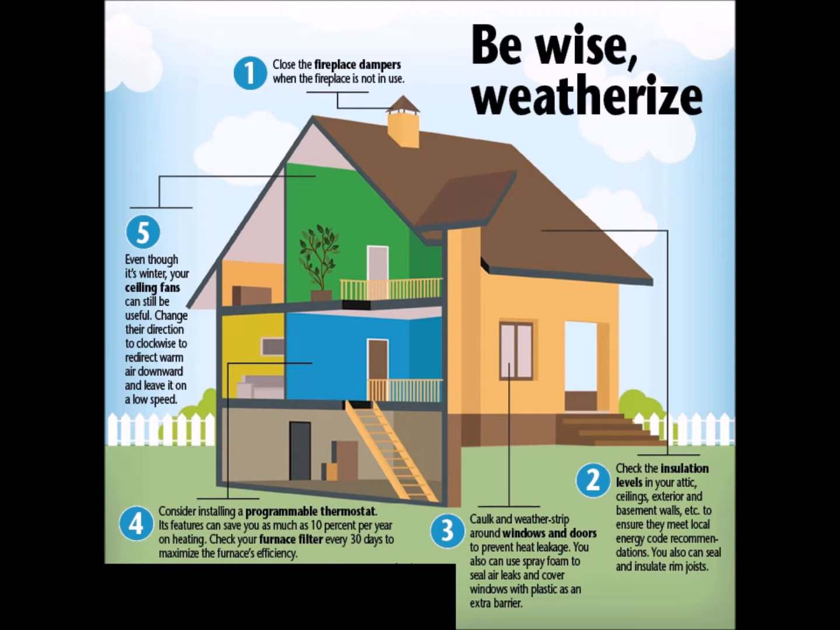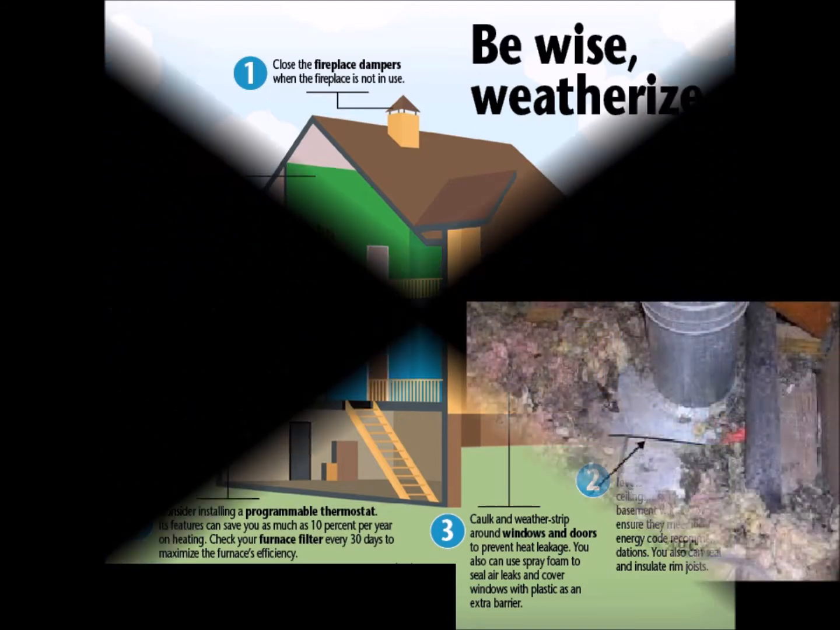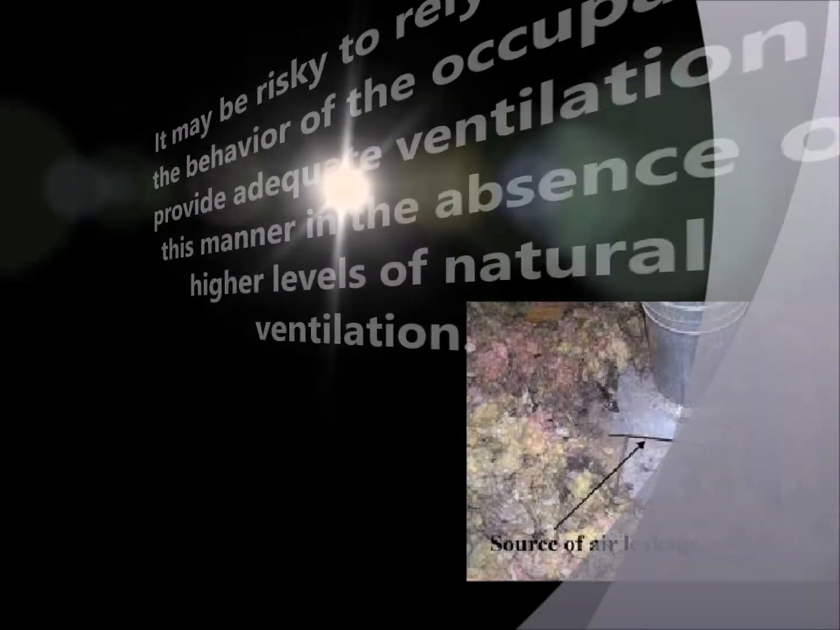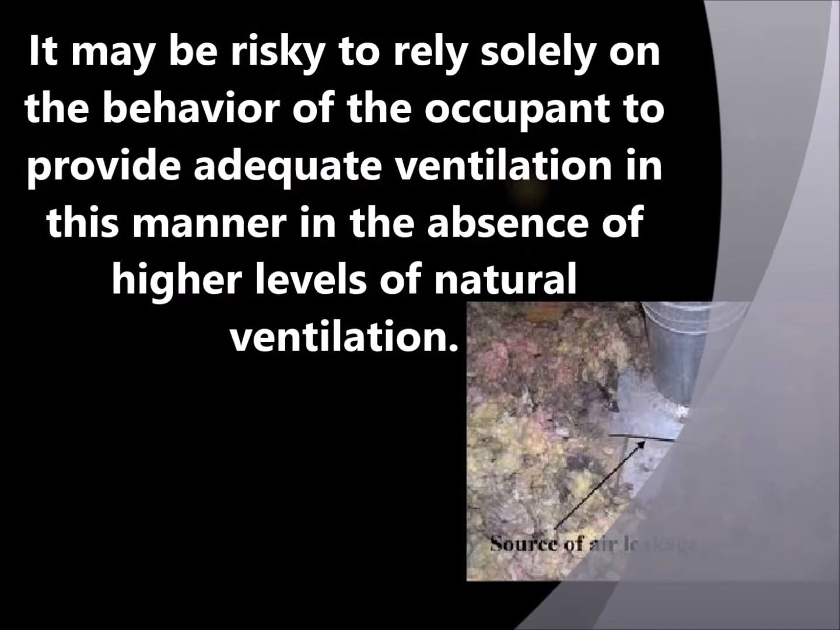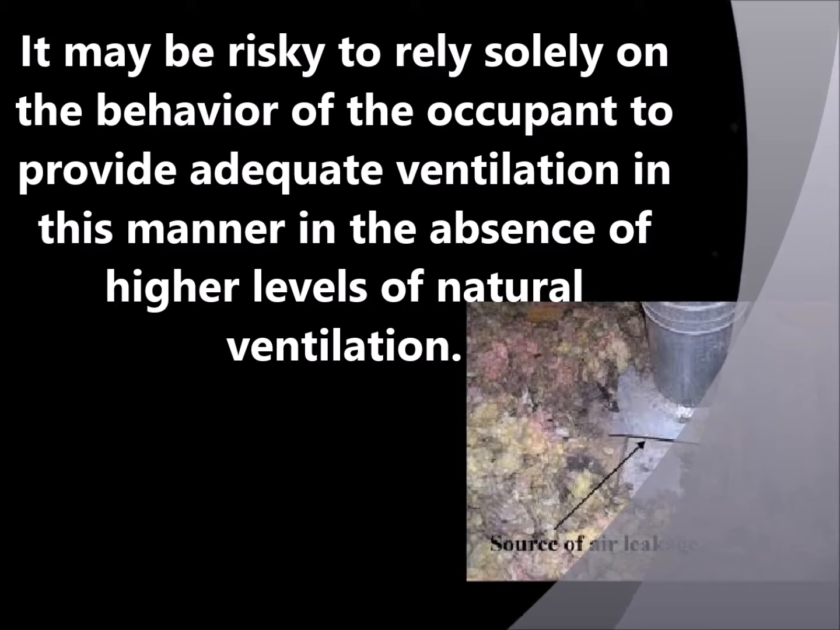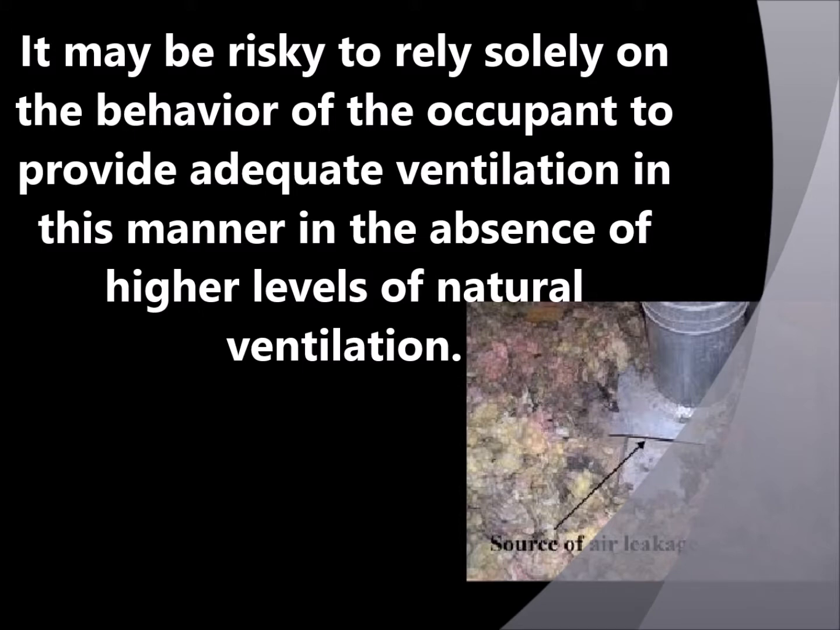Second, mechanical ventilation may be required or recommended to address other consequences of tightening the building envelope, such as indoor air quality and humidity control. For example, modern building practices still permit the use of operable fans as a means of providing fresh air ventilation, though this has been contested in recent years. It may be risky to rely solely on the behavior of the occupant to provide adequate ventilation in this manner in the absence of higher levels of natural ventilation.